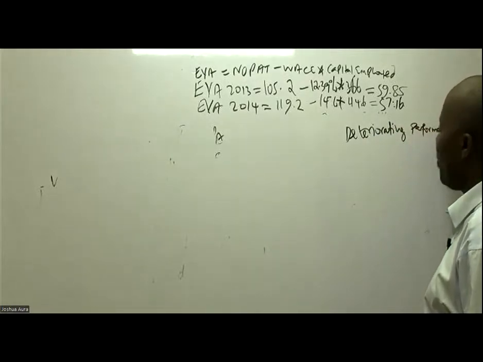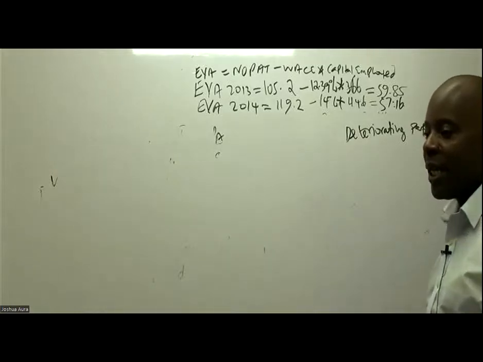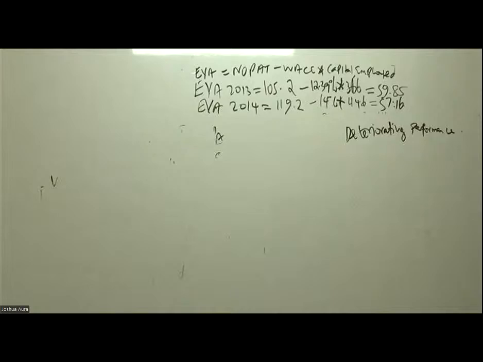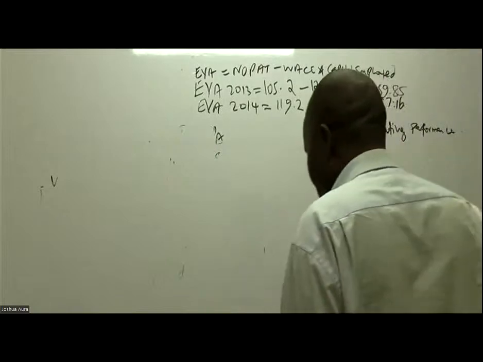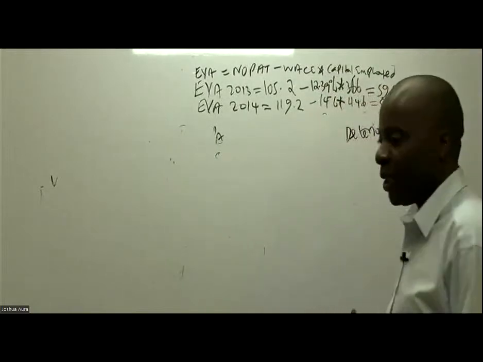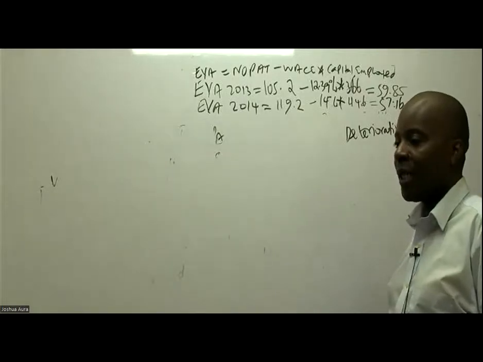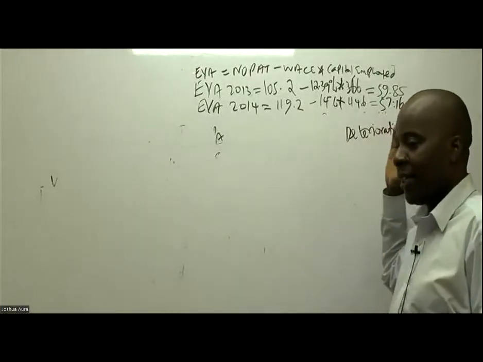When EVA reduces, that is so bad in terms of performance. You can see the EVA of the previous year was higher. The economic value added for 2014 was lower. That is a sign of deteriorating performance. Is that okay?